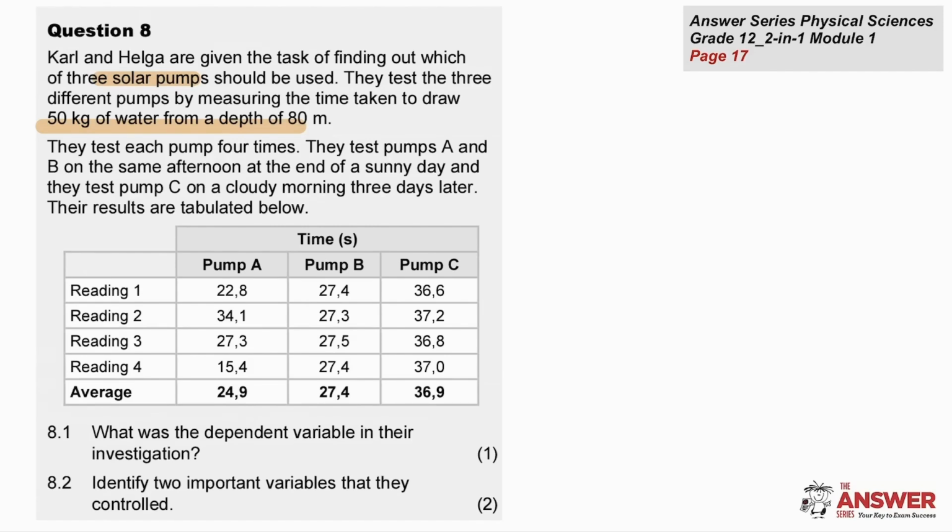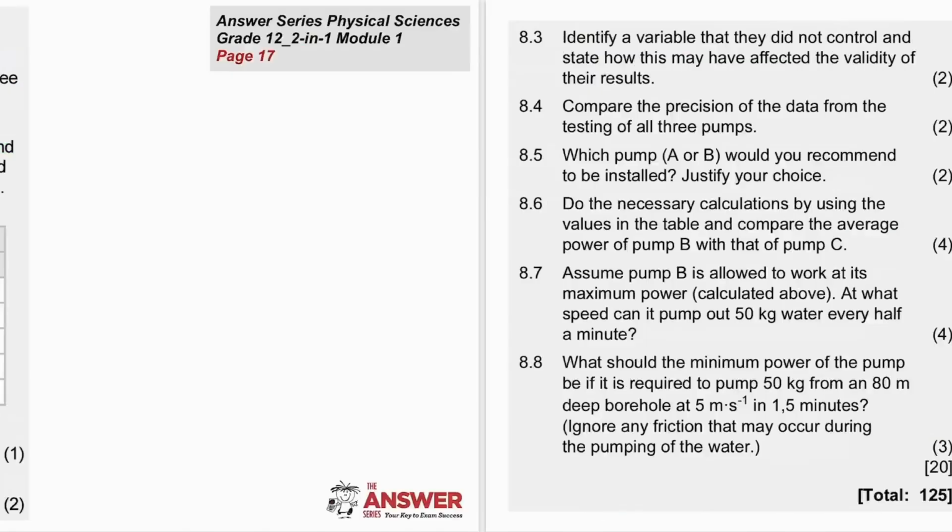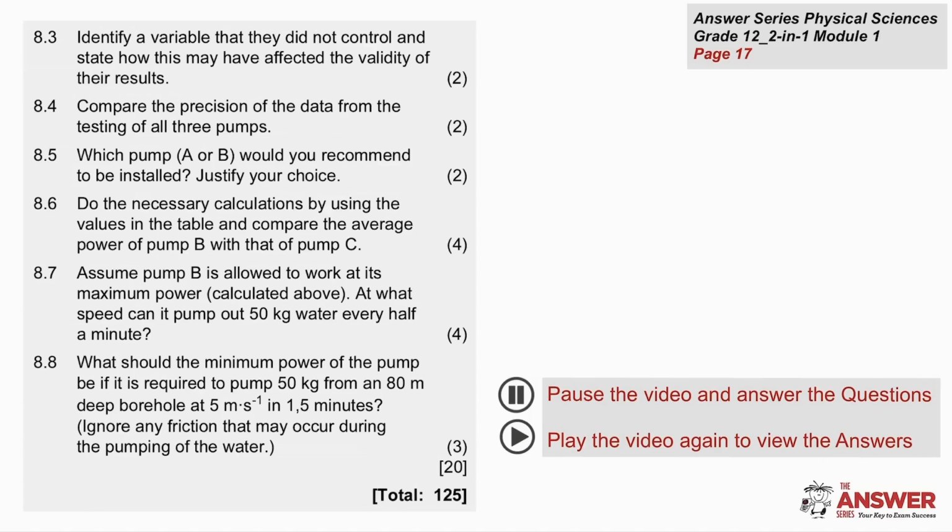Let's see what the data looks like. There are 4 repeats with each pump, and the time taken is measured in seconds for each repeat. The questions ask about experimental design, the variables, and analysis of the data. Read through the questions.